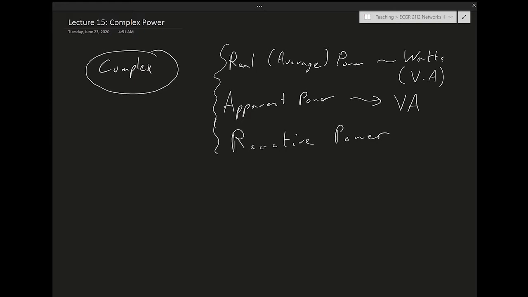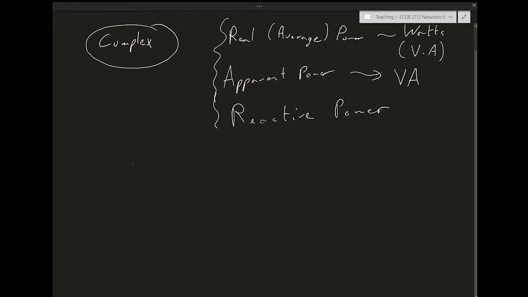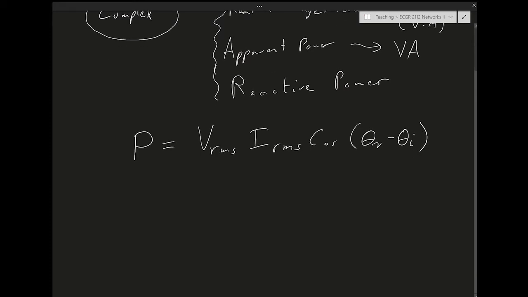Let's go back to our power formula. The average power formula, or the real power formula that we've established, is VRMS IRMS cosine of theta V minus theta I. I'm going to write it using the RMS values. We can write this in an alternate form.